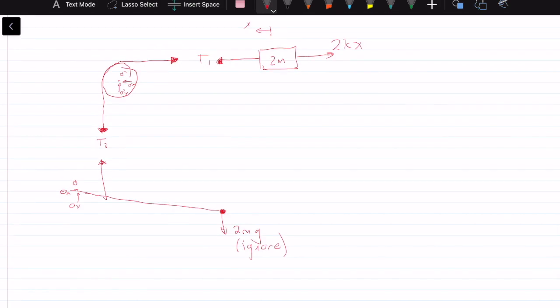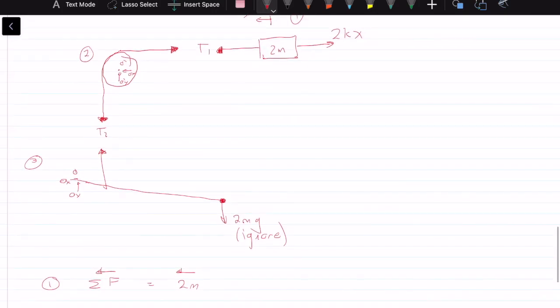Once this is done, it is time to get into some Newton's second law. I'm going to start with this. I'm going to name this system 1, this system 2, and this system 3. Looking at system 1, the sum of the forces in the left direction must equal 2m times the acceleration in the left direction. So the forces: we have negative 2kx plus T1 is equal to 2m x double dot.